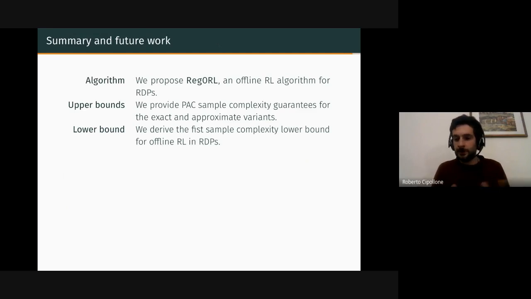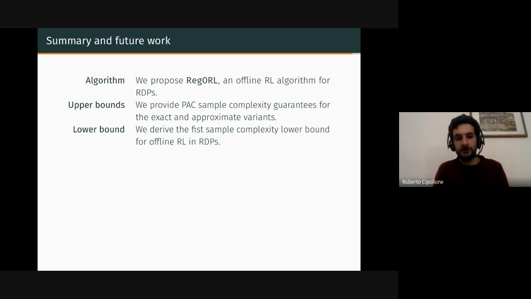So I'm wrapping up here. I'm concluding. I described the algorithm and offline RL algorithms for RDPs. We have two variants, an exact algorithm that uses very little input knowledge and an approximate variant. And they have two upper bounds associated. And we provide the first sample complexity lower bound for this setting.